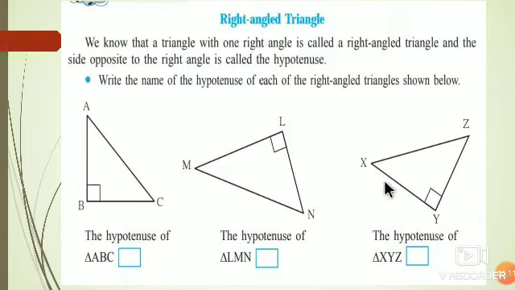In the third triangle XYZ, at the vertex point Y, a right angle is formed, and the hypotenuse is the side which is opposite to the right angle. That's why here XZ is the hypotenuse of the triangle XYZ.